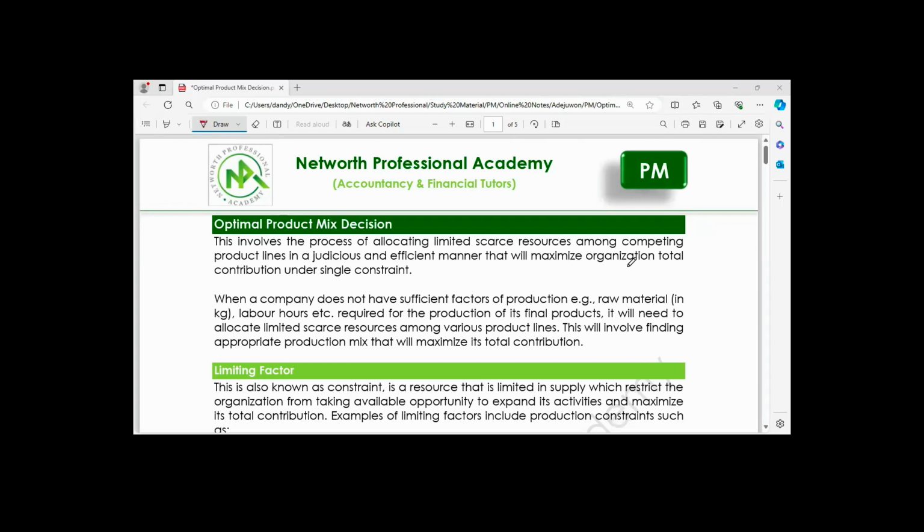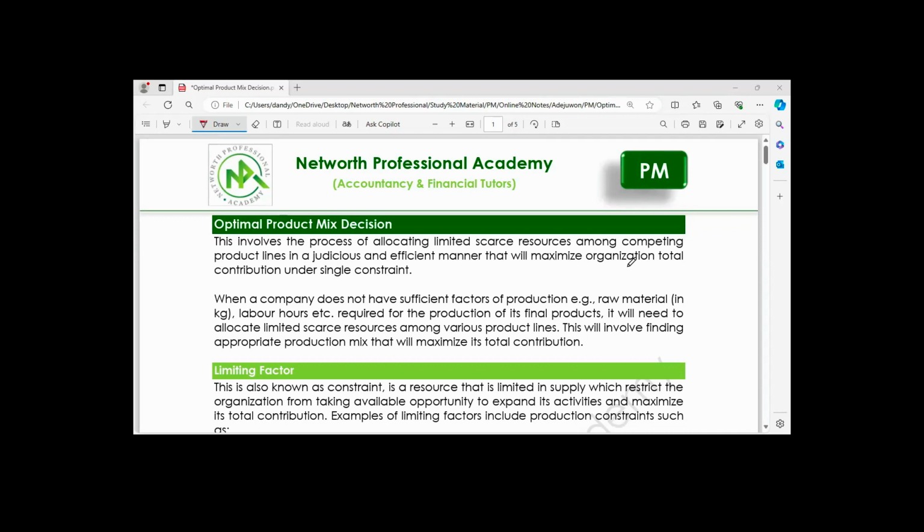Today we are going to be looking at optimal product mix decision, and it's a very interesting one, and at the same time, it's very frequent in ICAN exam. So I will take my time to explain the principle, all right? I will give you the procedures that we need to undertake whenever you want to determine optimal production plan.